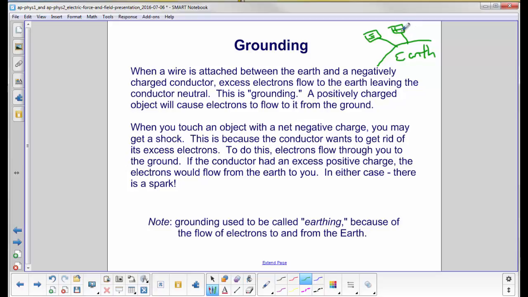When you touch an object with a net negative charge, you may get a shock. This is because the conductor wants to get rid of its excess electrons. Now you are connected to the ground, so the electrons will flow through you to the ground. If the conductor had an excess positive charge, the electrons would flow from the Earth to you. In either case, there is a spark. That can hurt. Note, just for a little historical thing, grounding used to be called earthing many decades ago because of the flow of electrons to and from the Earth.